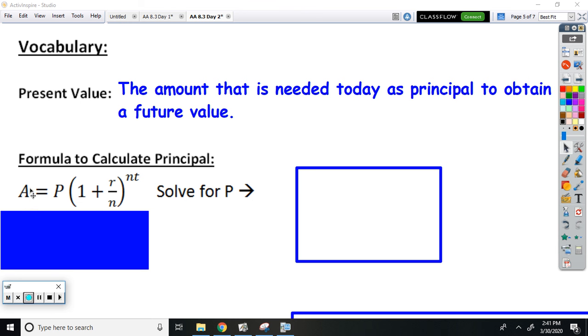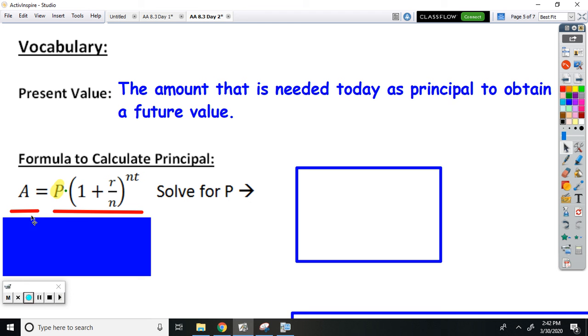So essentially what we're going to do is take the formula from yesterday and solve it for P. If I wanted to solve this equation for P, I would need to undo the operation that's going on between these two things. What operation do we see between P and the parenthesis? Good, it's multiplication. What's the inverse of multiplying? Dividing. So we're going to draw division bars on both sides of the equal sign.